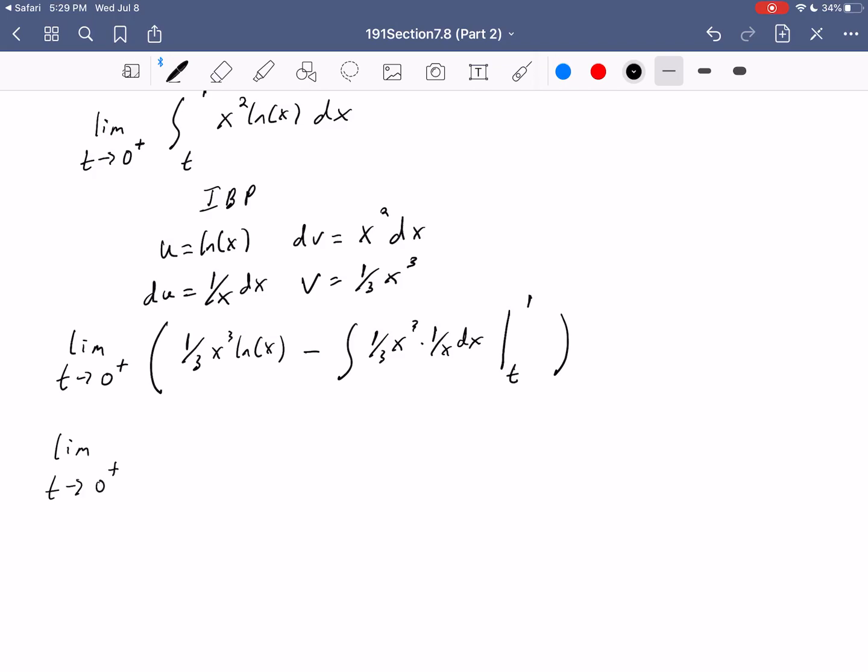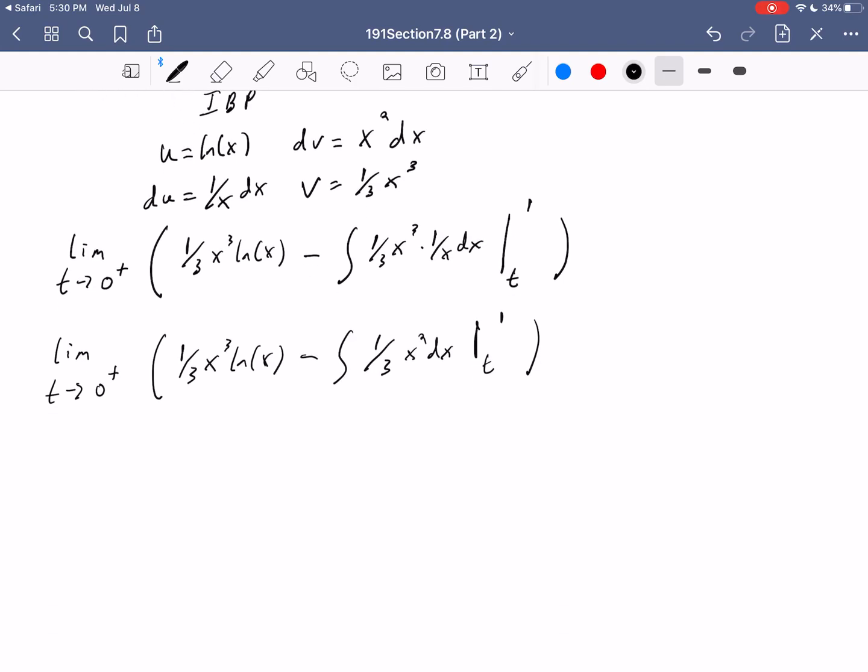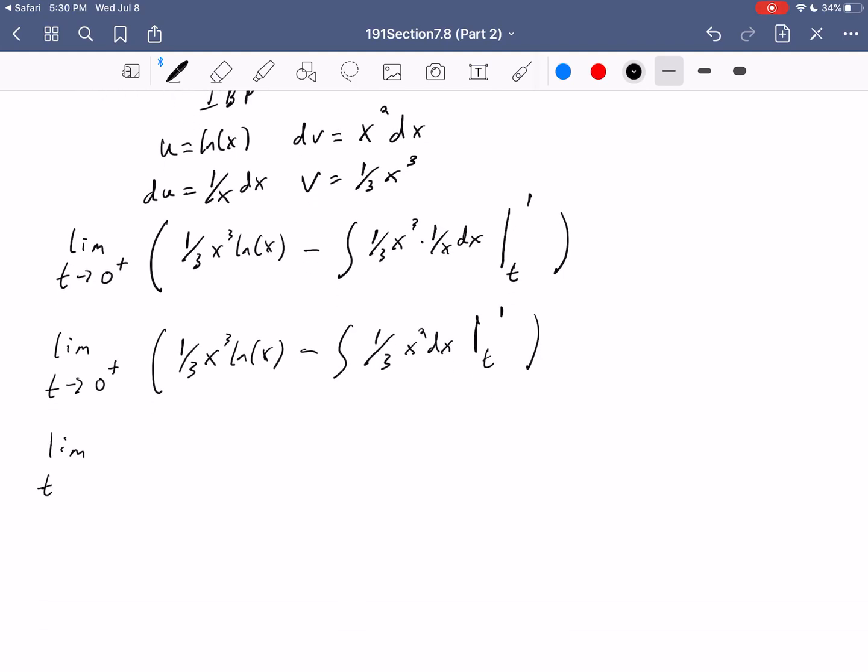We have the limit as t goes to 0 from the right of 1/3 x cubed ln x minus the integral of 1/3 and x cubed and 1 over x. That's going to make it x squared dx, evaluated from t to 1. We can now go ahead and do that. So limit as t approaches 0 from the right, 1/3 x cubed ln x minus, integrating this is going to give us another 1/3. So we'll get minus 1/9 x cubed evaluated from t to 1.